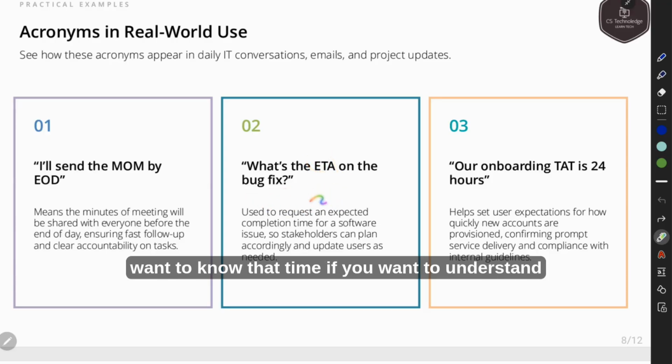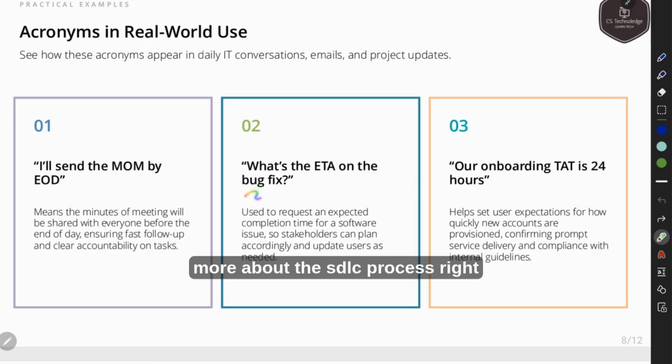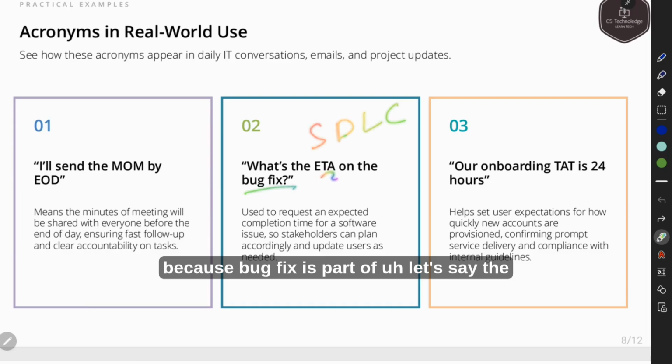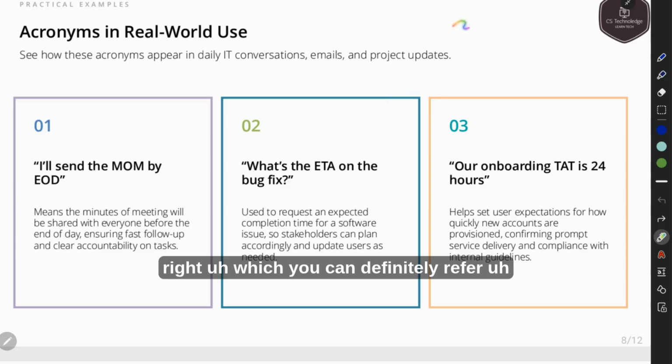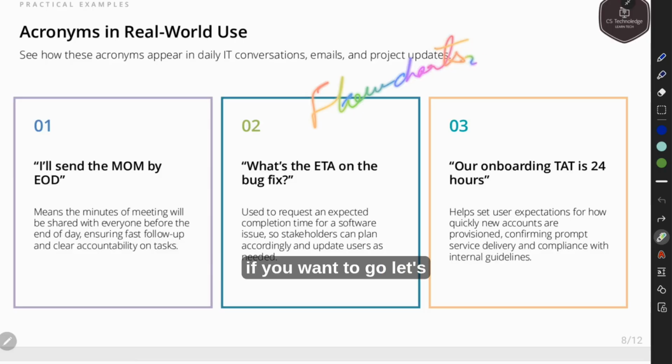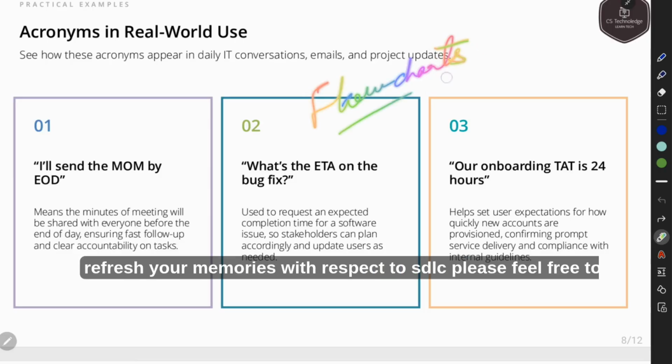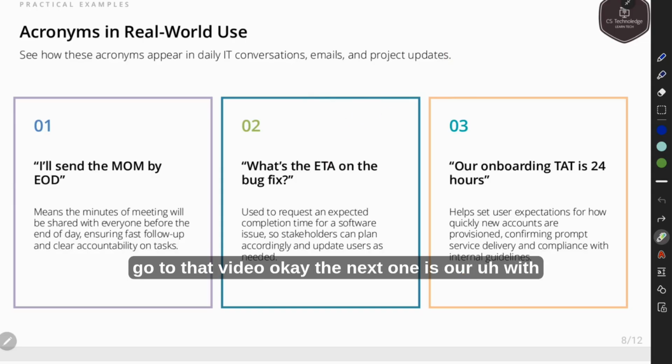time. If you want to understand more about the SDLC process, right? Because bug fix is part of, let's say, the maintenance or the support phase. Right? So if you want to know more about SDLC, here is the link, right? Which you can definitely refer, which explains the entire flow of SDLC in a structured manner with flow charts. So if you're new to the IT field, or if you want to, let's say, refresh your memory with respect to SDLC, please feel free to go to that video.